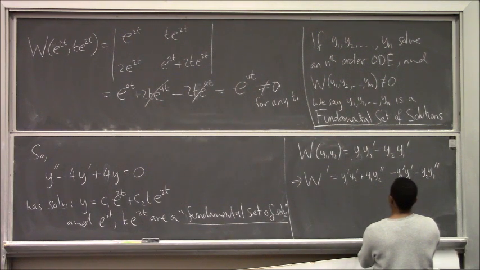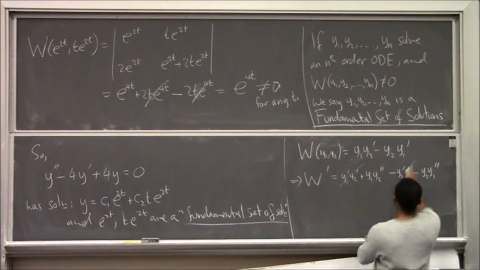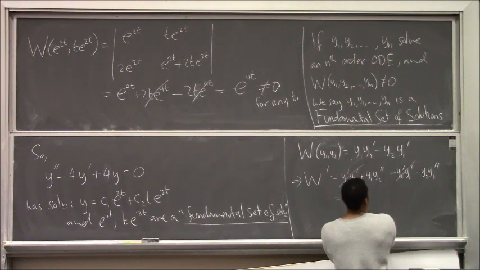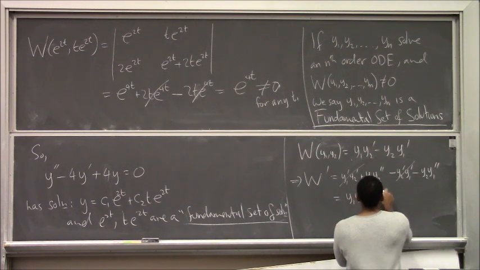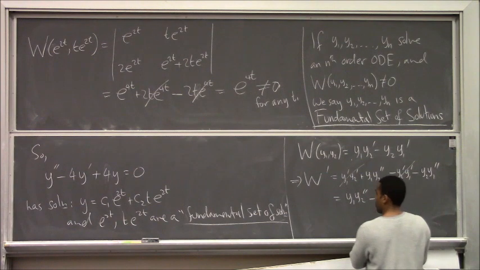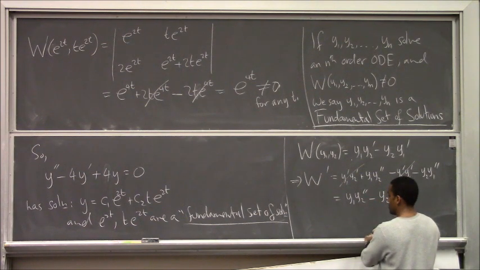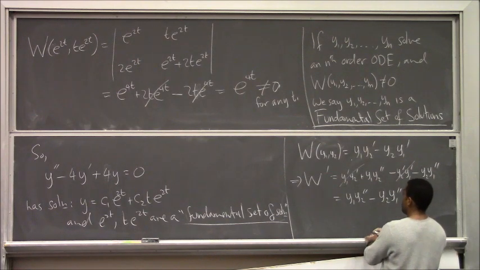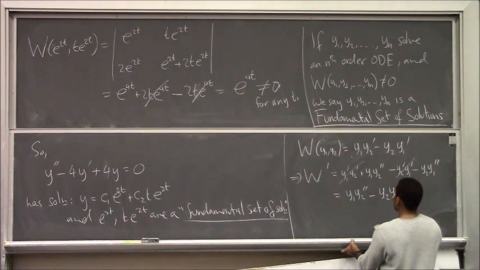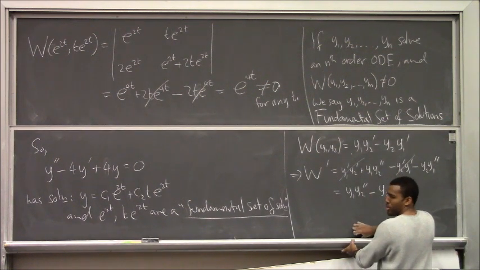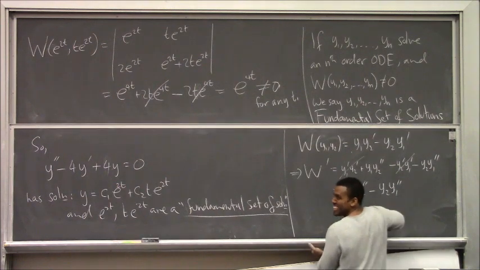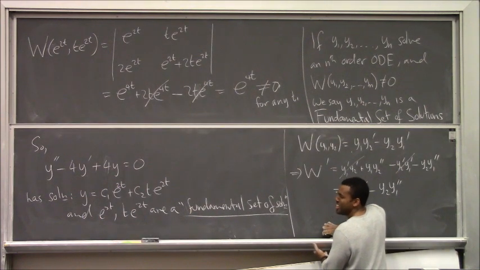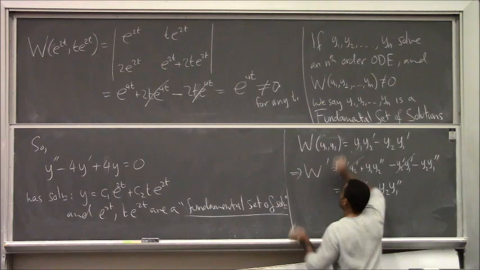Right? What's going to happen here? These guys would cancel. And I would have what? y1 y2 double prime minus y2 y1 double prime. Right? No, these are the guys that just canceled. Yeah. Okay, where are you going with this? Okay, hold on. I see that look on his face. Okay, why did he just show us what W prime is?